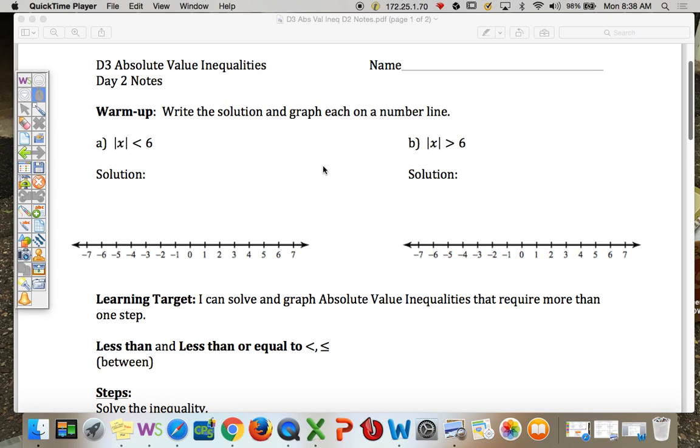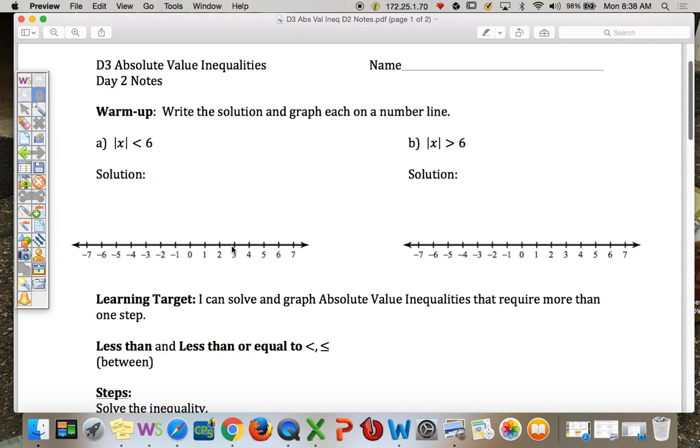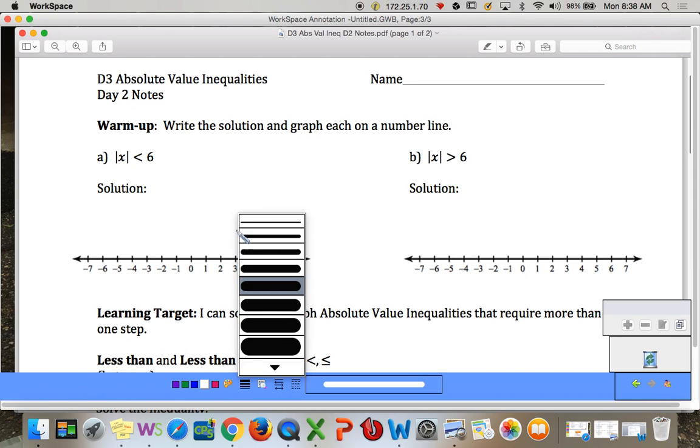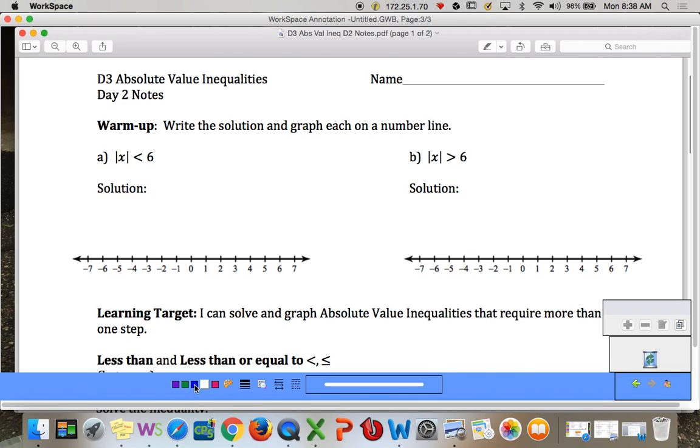Spend another day looking at absolute value inequalities. Let's start with the warm-up. Write the solution and graph each on a number line. So the first one is the absolute value of x is less than 6.